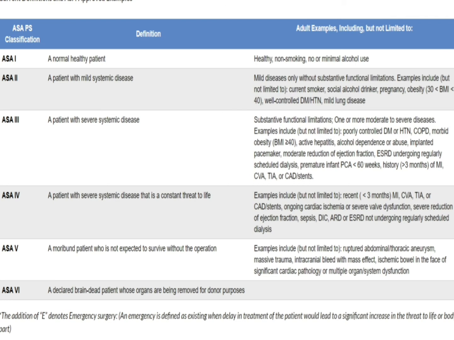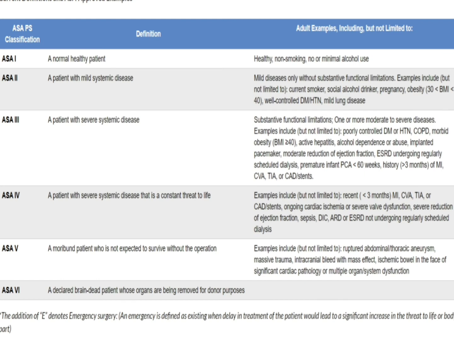So ASA 1 usually refers to a normal healthy patient. So an example includes healthy, non-smoking, no or minimal alcohol use. ASA 2, a patient with mild systemic disease, mild disease only without substantive functional limitations. Examples include but are not limited to current smoker, social alcohol drinker, pregnancy, obesity, well-controlled diabetes or hypertension, mild lung disease. ASA 3, a patient with severe systemic disease, substantive functional limitations, one or more moderate to severe diseases.